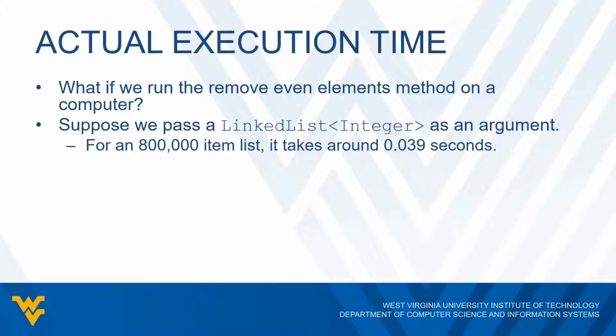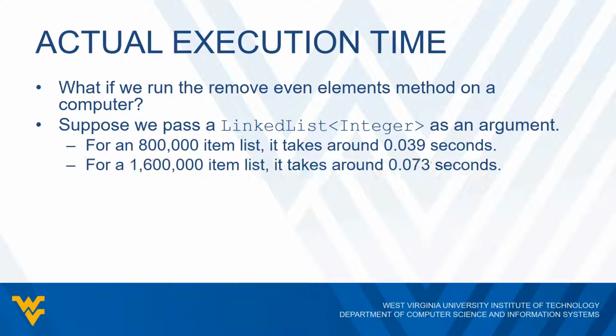Now let's say we were to up the size of the list. So let's say we were to double it, where we have 1.6 million items in the list. It should take around 0.073 seconds, more or less, to run the method. So it seems like this is linear growth, which makes sense because with the linked list approach, it should take O of n time. So it looks like the execution times do match what our O notation said.